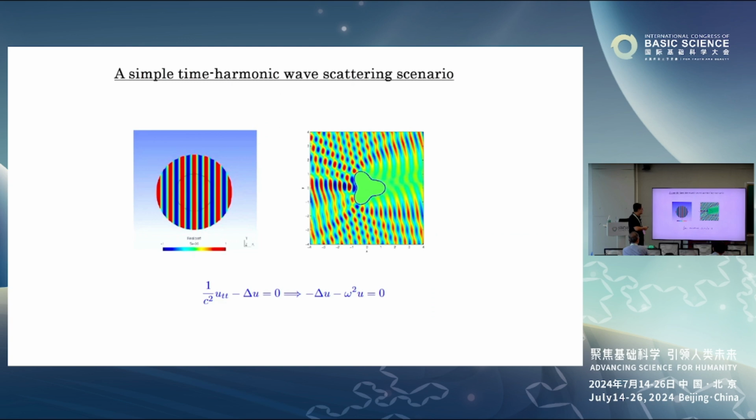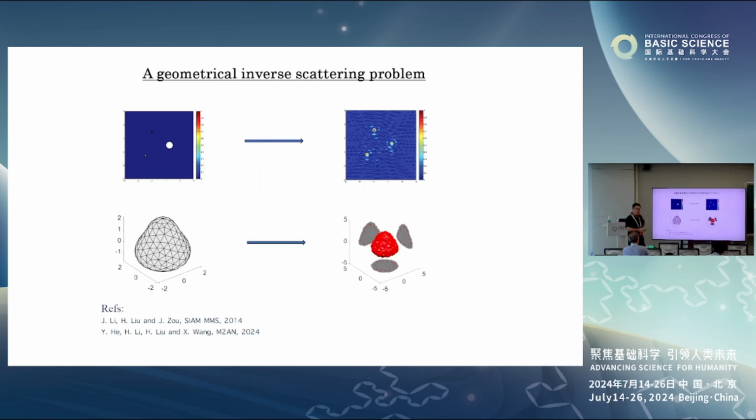Now, let me give a simple illustration. This is the so-called inverse scattering: extracting the geometric feature of the scatterer from the corresponding scattering pattern. The left figure is the true scatterer. There are three small scatterers. The right figure gives the reconstruction of these three scatterers from the corresponding scattering pattern.